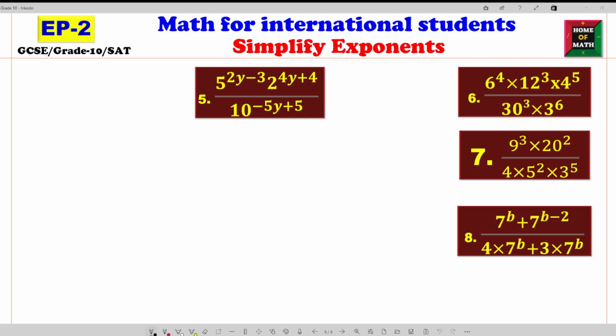It's the second part of Simplify Exponent. Today we also solve 4 maths about exponents. Let's start. First one.